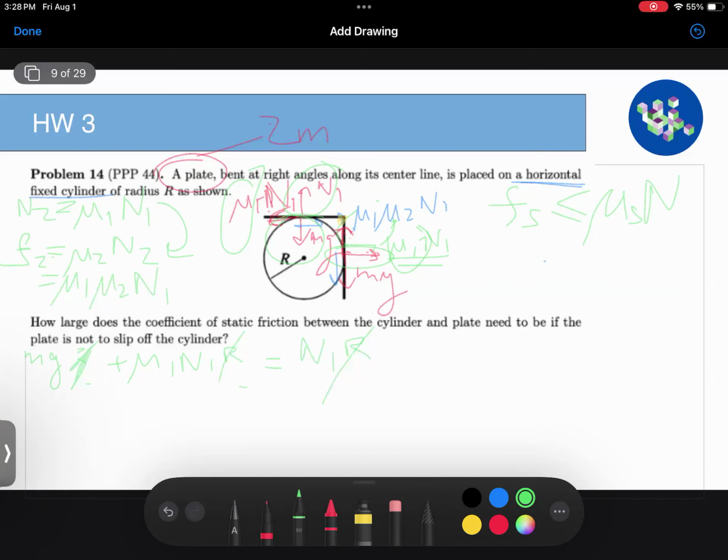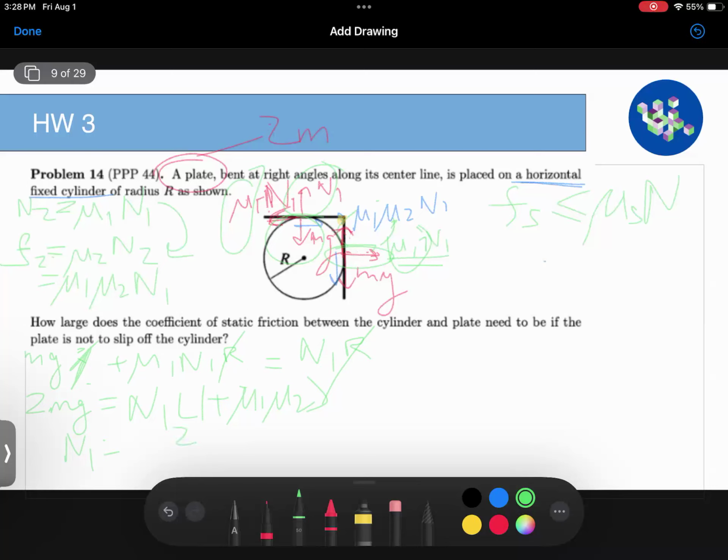Yeah, I think that's correct. If we want to do force balance in the vertical direction, right? So 2 mg, this is vertical direction force balance, by the way. So 2 mg, what does that equal to? That equals n1, this force, plus this force, but I can factor out the n1, so it's n1 times 1 plus mu1 mu2.